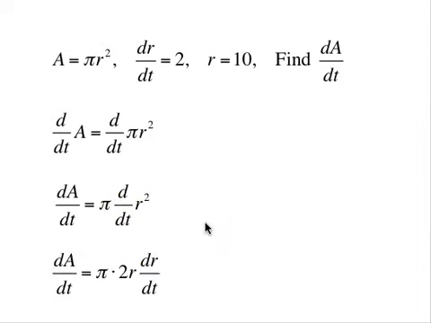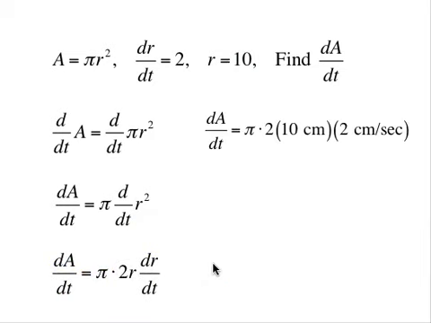At this point, we're going to plug in everything we need to solve for dA/dt. Pi is a constant, r in this case is 10, and dr/dt is 2. 10 feet, 2 feet per second. So if you look at our units here, feet times feet per second is square feet per second. In terms of our numbers, 2 times 2 is 4, times 10 is 40, 40 pi. 40 pi square feet per second is our dA/dt.